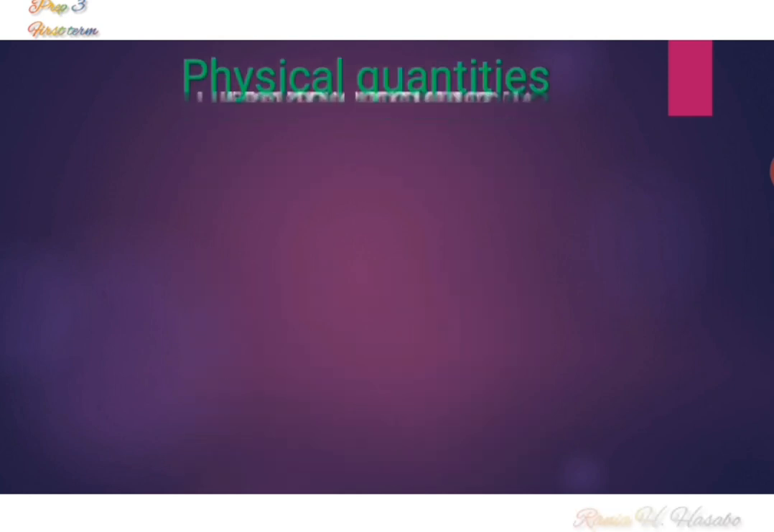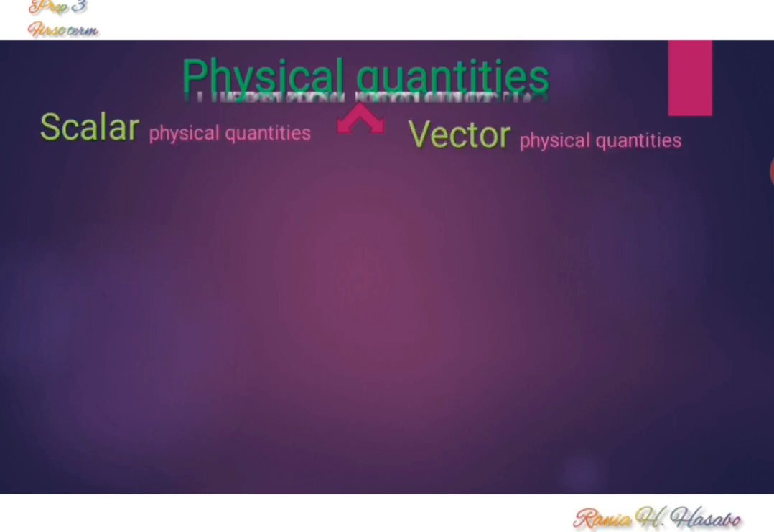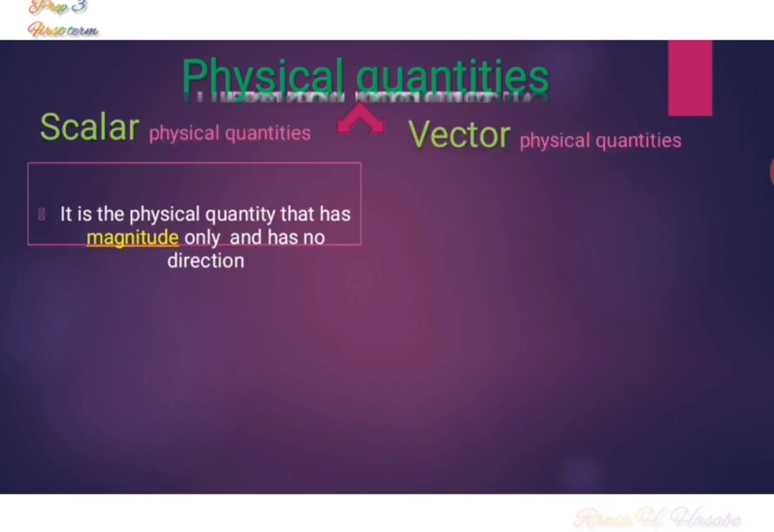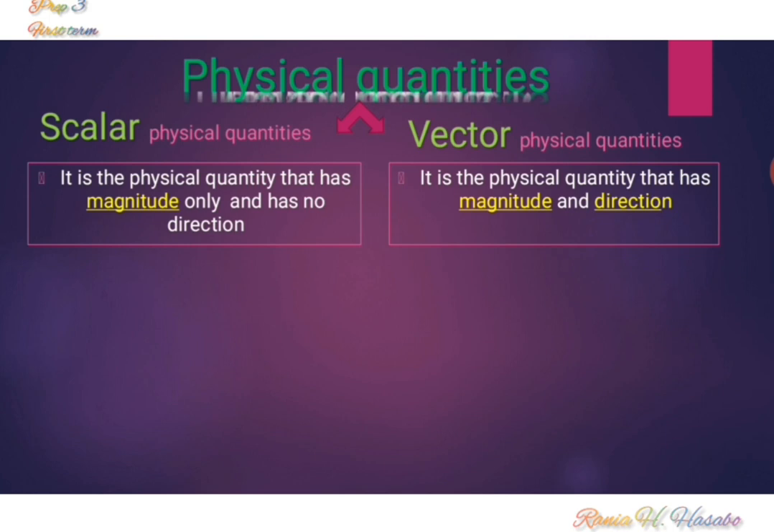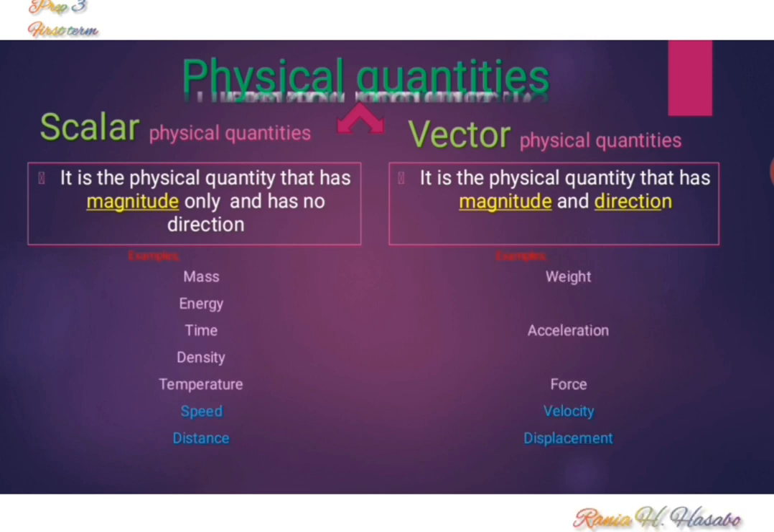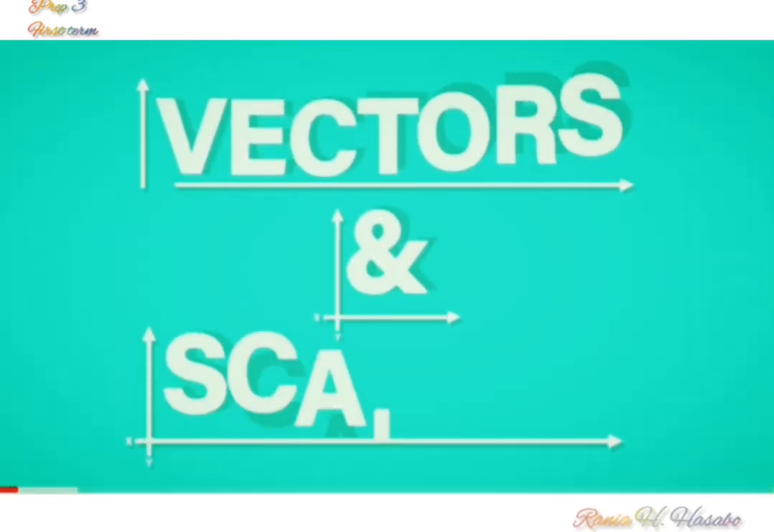We have two types of physical quantities: scalar physical quantities, and vector physical quantities. What's the difference between them? Scalar physical quantity is a physical quantity that has magnitude only and has no direction, while vector has magnitude and direction. For example, scalar: mass, energy, time, density, temperature, speed, and distance, while in vector, weight, acceleration, force, and velocity and displacement.